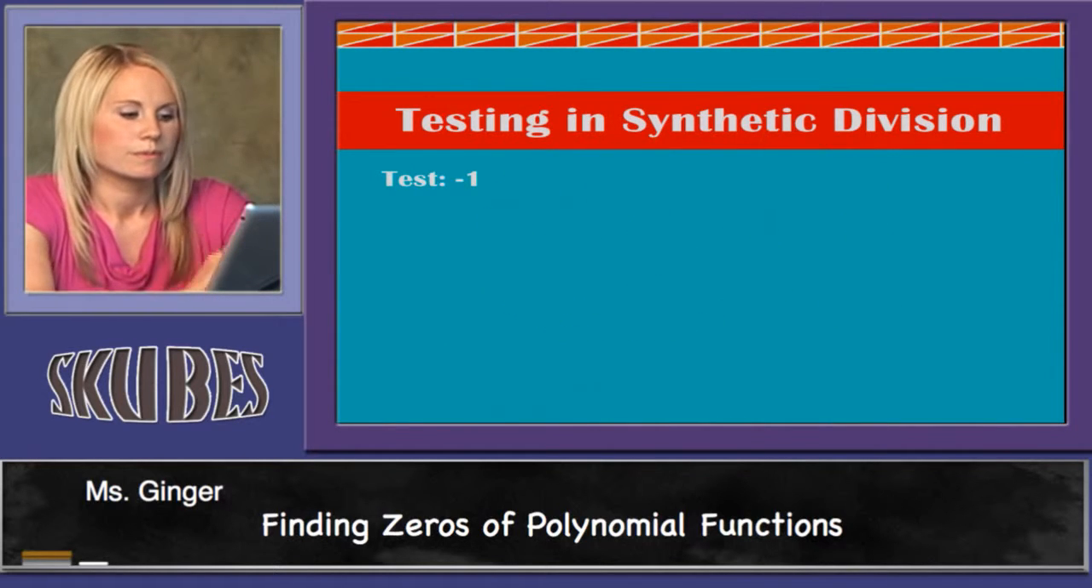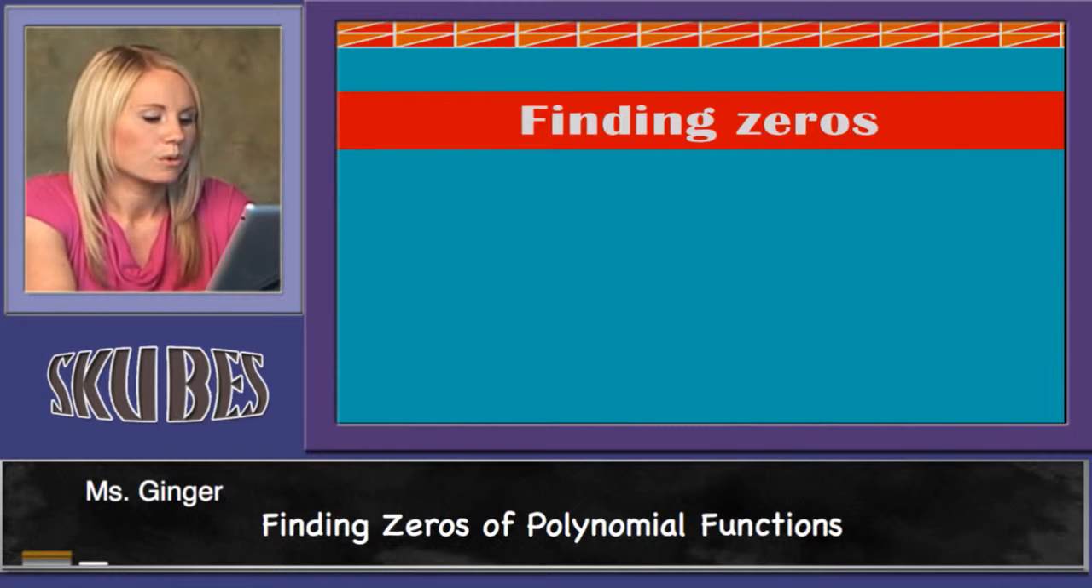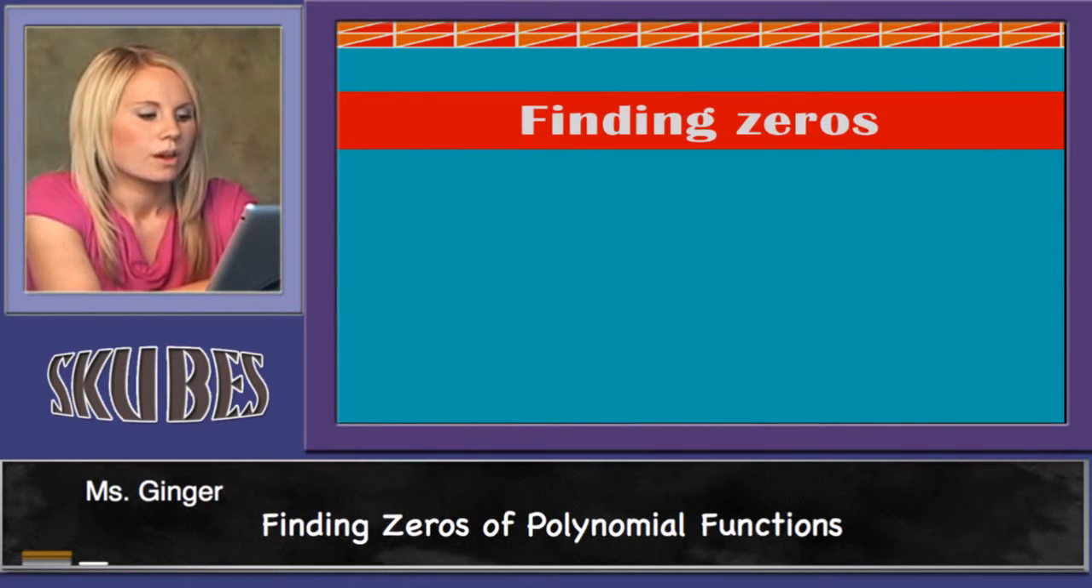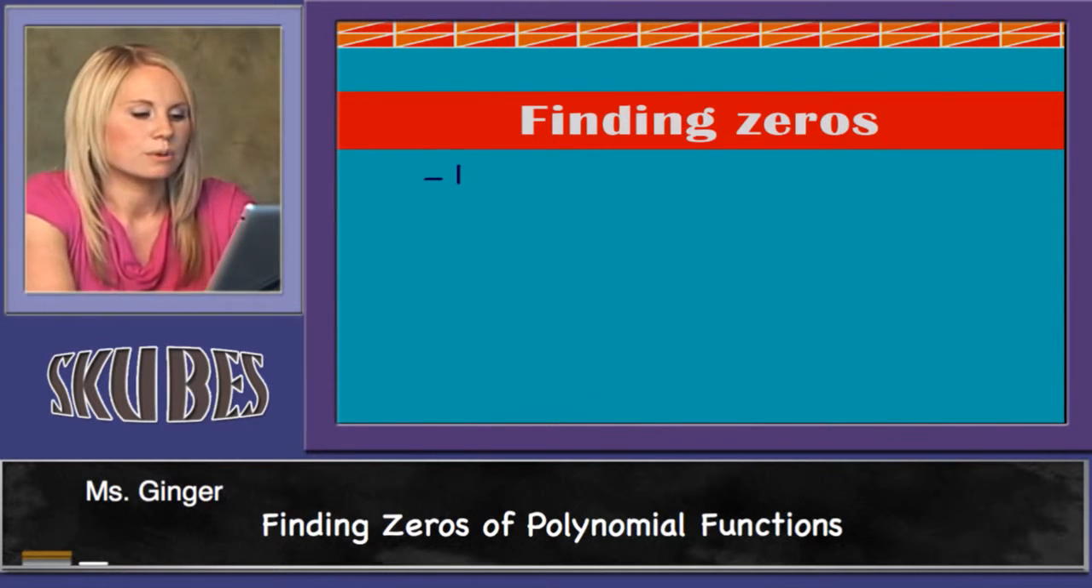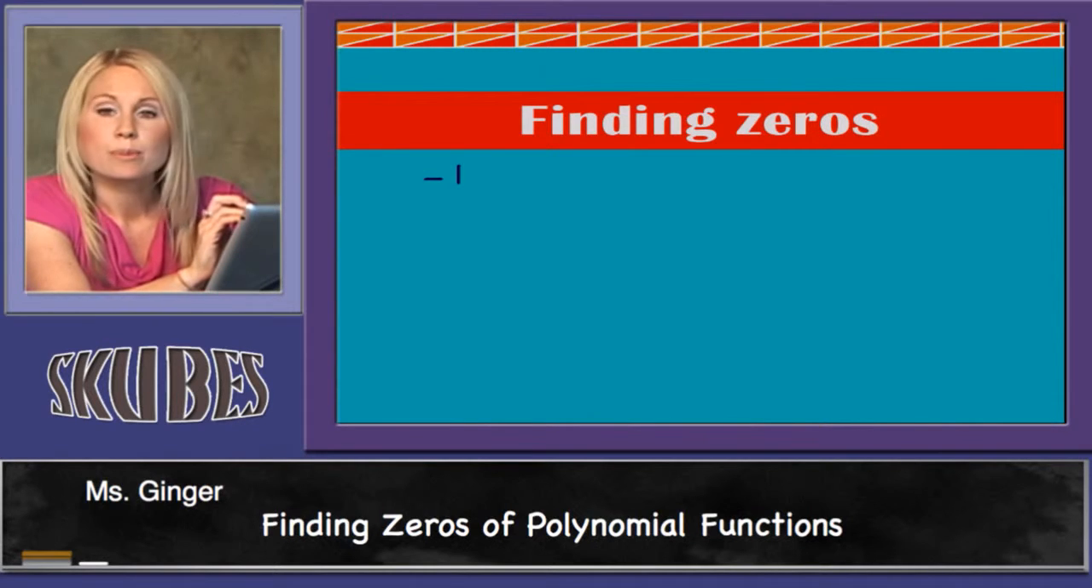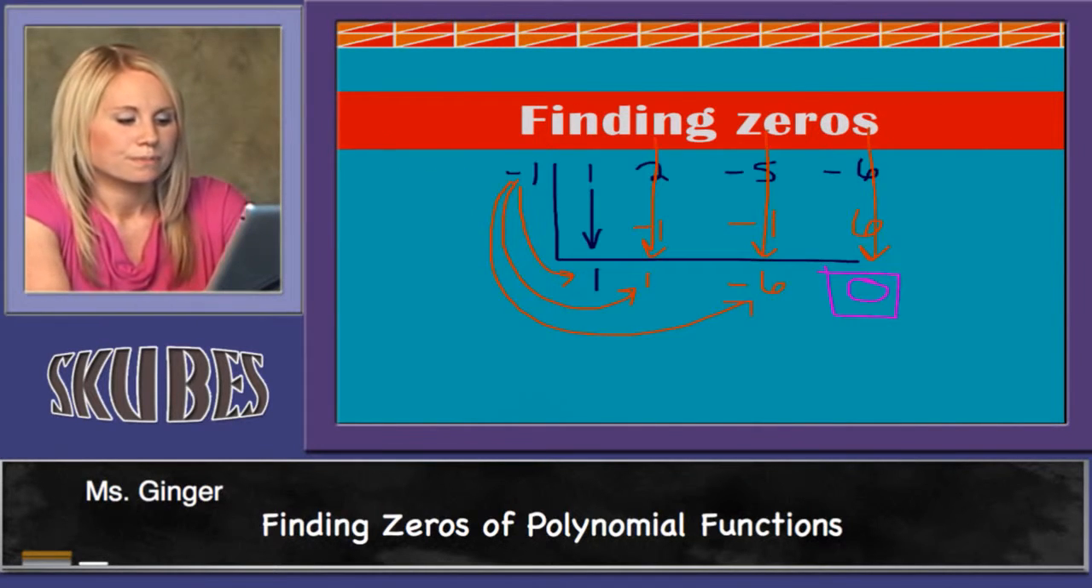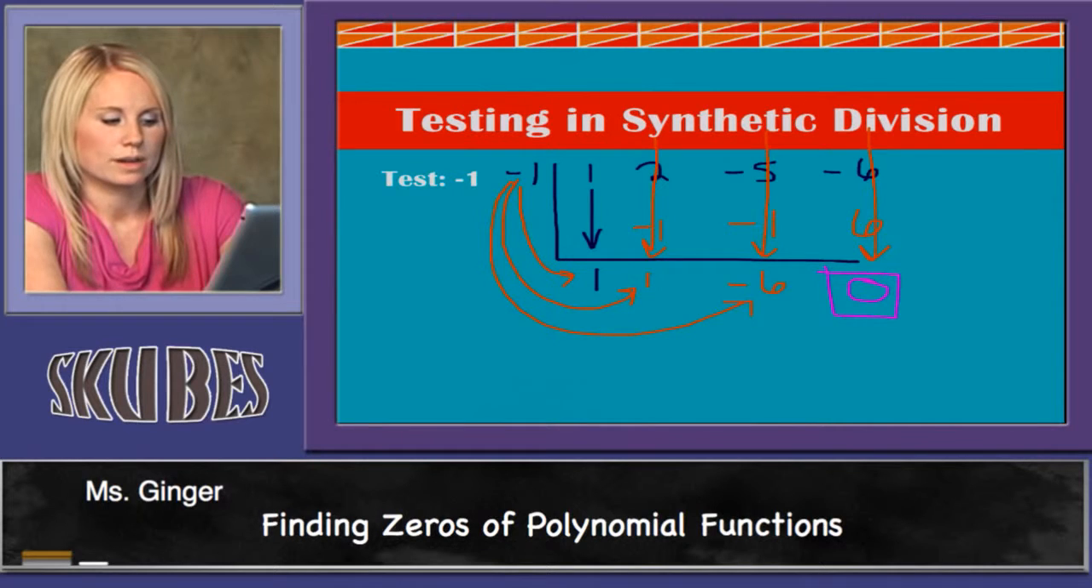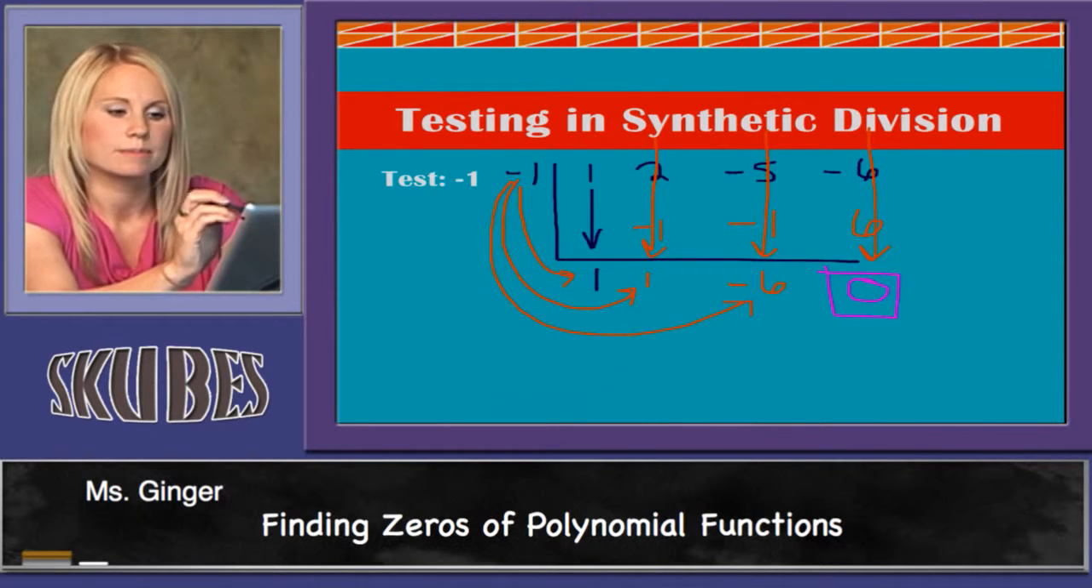So now we're going to find the rest of them. Alright, so we know -1 is a 0, and at the bottom row of our synthetic division, we had the numbers 1, 1, and -6.